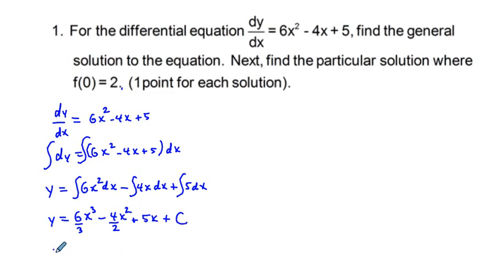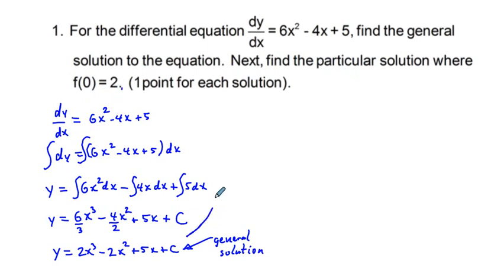And simplifying, we're going to get y is equal to 2x cubed minus 2x squared plus 5x plus c. And so we have, friends, located what we call our general solution. So now we go to the second part of the problem. Next, find the particular solution where f of 0 equals 2.